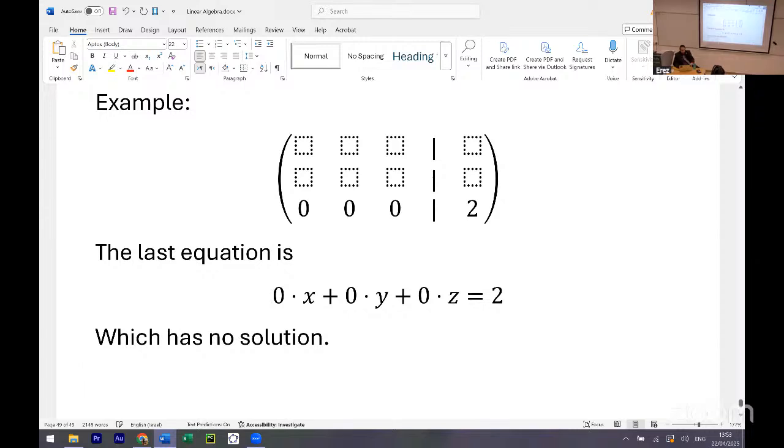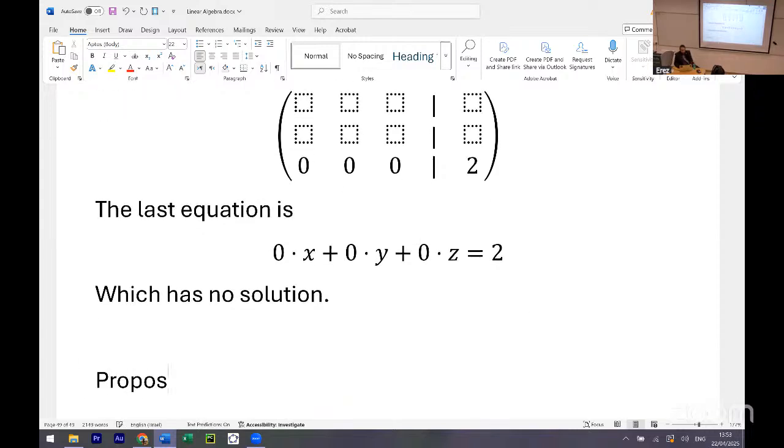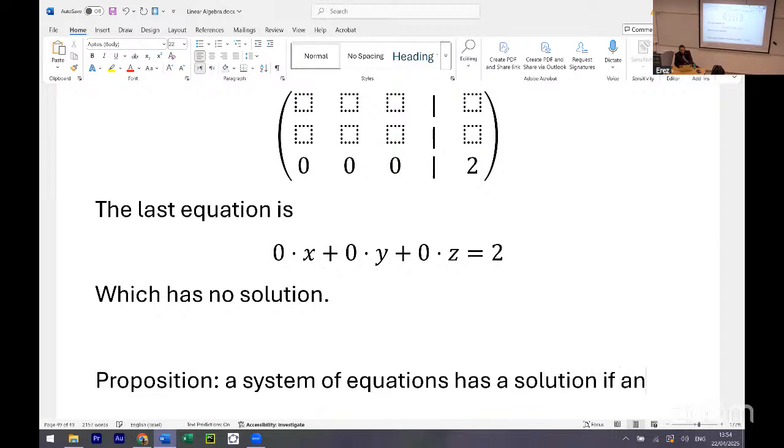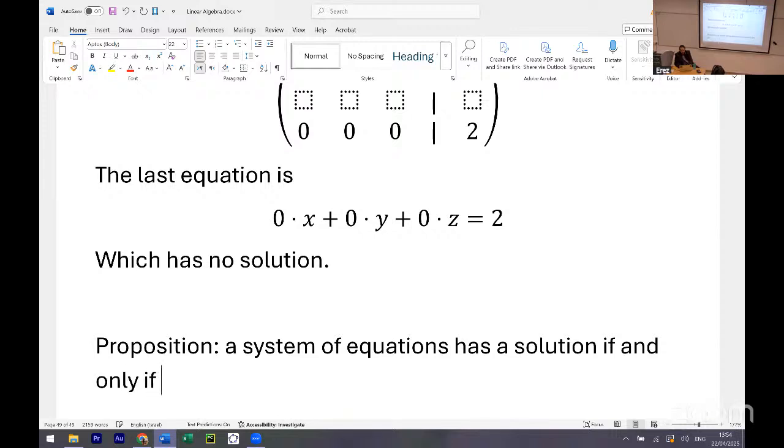So, a proposition, which I won't prove: a system of equations has a solution if and only if in its echelon form there is no contradiction row.